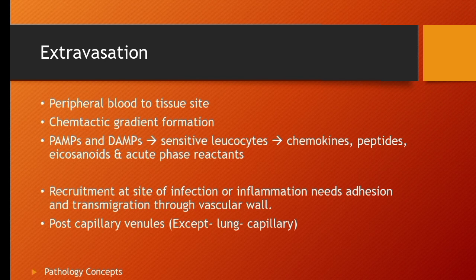In infection or inflammation, neutrophils migrate quickly from peripheral blood into the site of infection or inflammation. This process is called extravasation. Inflammatory reactions are generated and influenced by inflammatory mediators like chemokines, peptides, eicosanoids, etc. These mediators are released by sensitive leukocytes like macrophages, dendritic cells, mast cells, by endothelial cells, by epithelial cells, by fibroblasts, and by activated neutrophils.